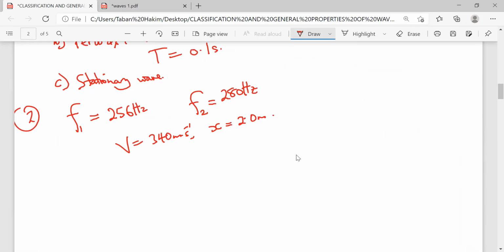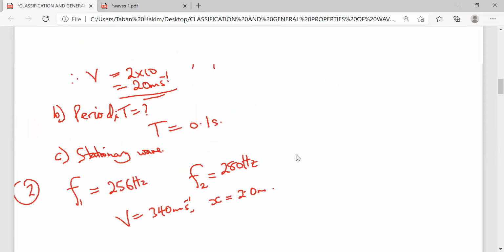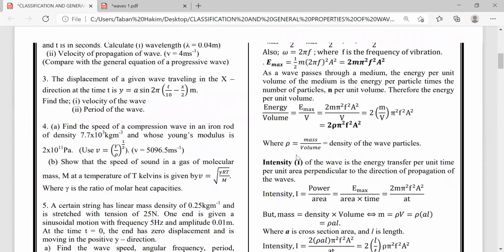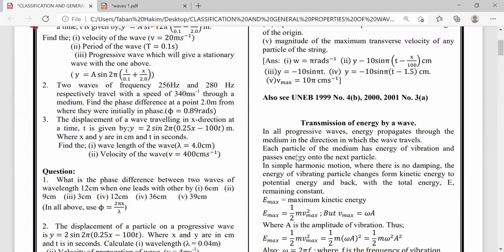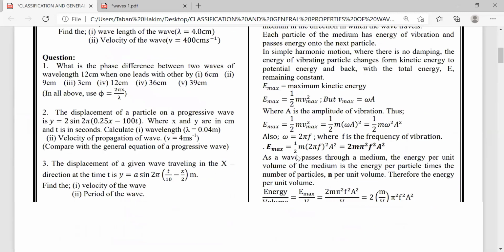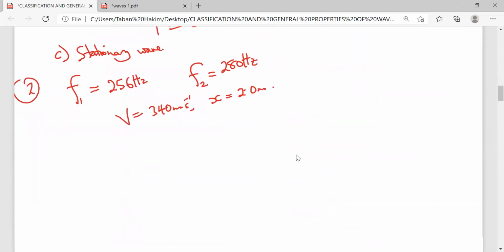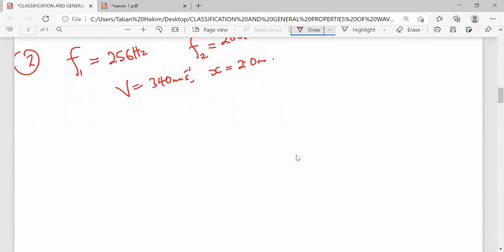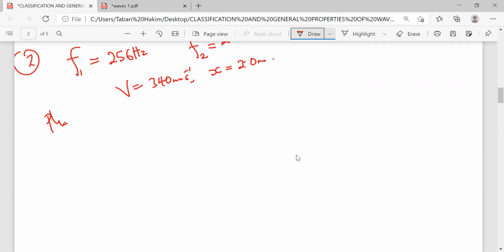So we're having two frequencies here, meaning that we're having two waves of different frequencies, and they travel with the same speed, which is 340 through a medium. Find the phase difference at a point 2 meters. Now, what do we say phase difference is?